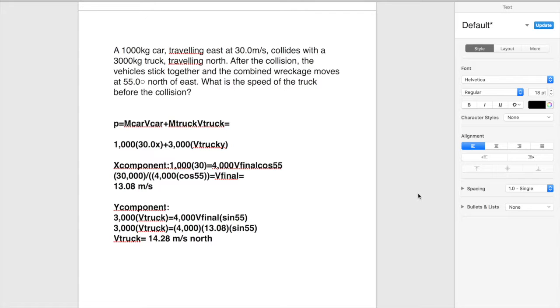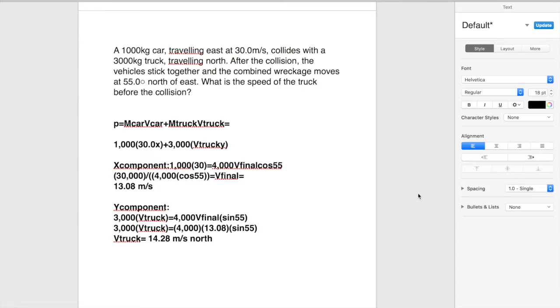So the 1,000 kilogram car is traveling in the x component, while the 3,000 kilogram truck is traveling in the y component. So we know that momentum is equal to m car v car plus m truck v truck, but there's also the x and y component. We have to divvy into this. So we have the mass of the car, which is 1,000 kilograms times 30 meters per second in the x direction, so times x, plus 3,000, which is the mass of the truck, times the velocity of the truck, times the y component. So let's look at the x component first.